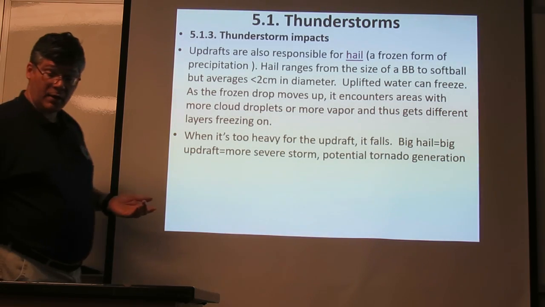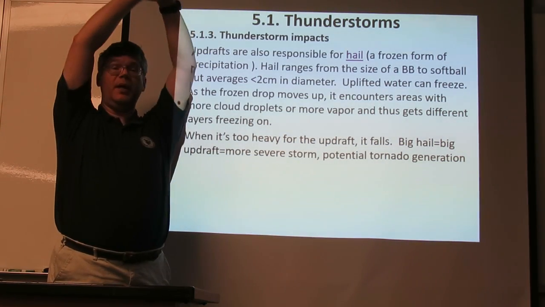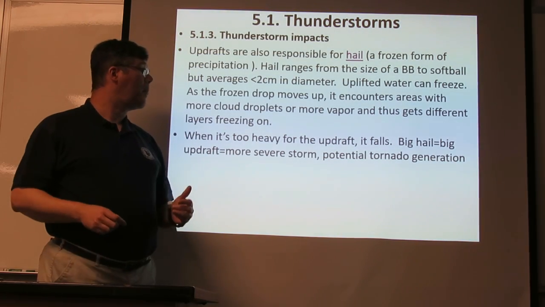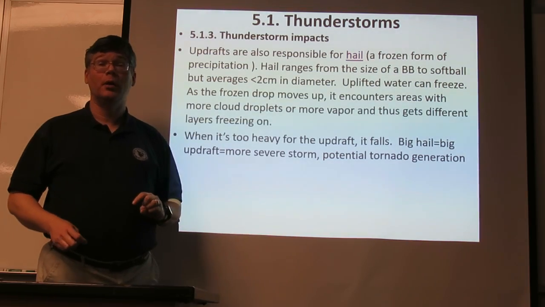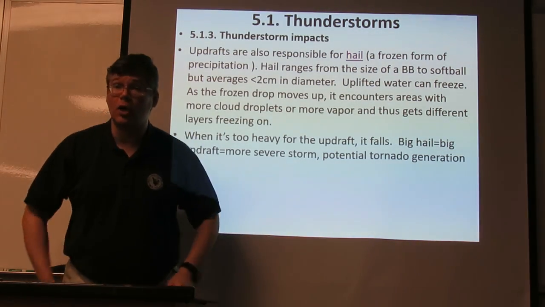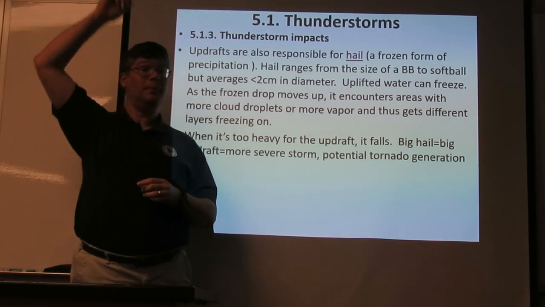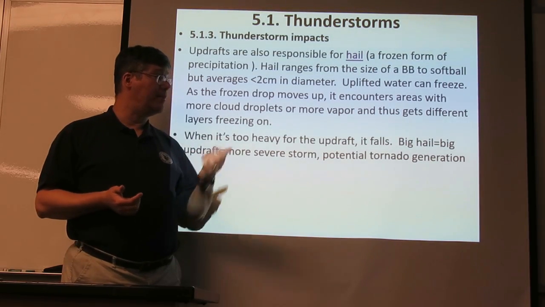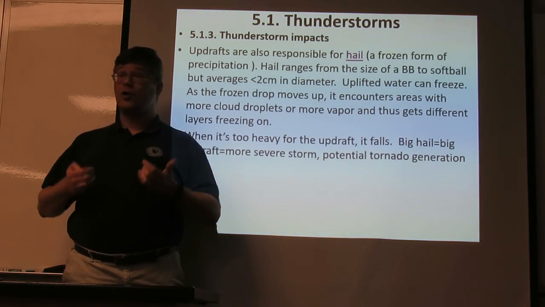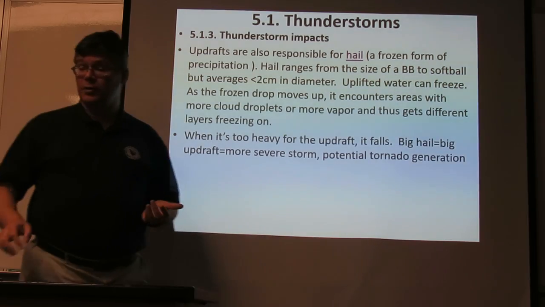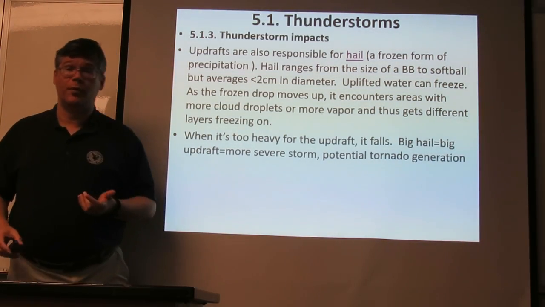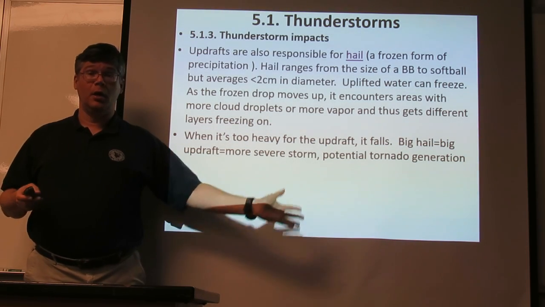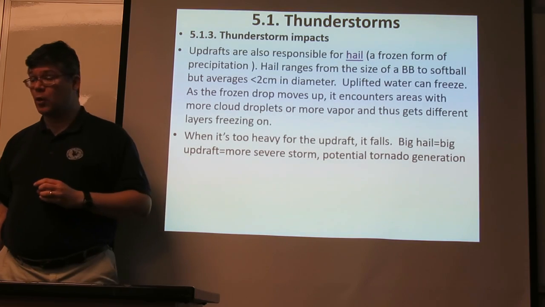When, again, our buildup of ice gets too big, too heavy for the updraft to carry, then it's going to fall. So really big hail tells us we've got a very strong updraft. There are strong winds up there. Stronger winds, more severe storm. And that can potentially generate a tornado, or also strong straight line winds. Not all damaging thunderstorm winds are the rotation of a tornado. You can get very strong damaging winds that are going in a single direction.